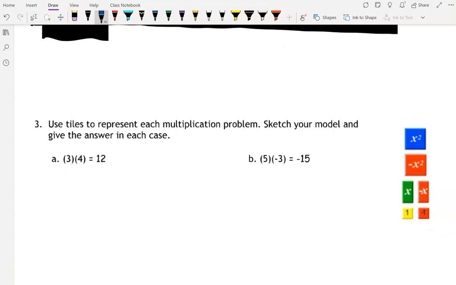So 3 times 4 equals 12. What does that mean? Well, that is 3 sets of 4, and they're all positives. We've got 3 sets of positive 4. So 1, 2, 3, 4. 1, 2, 3, 4. There's our second set. Third set coming up. And so that's why, if we have 3 sets of positive 4, we have 12.